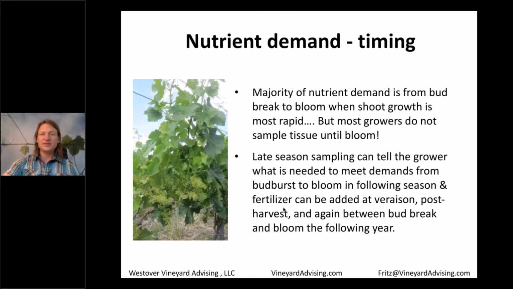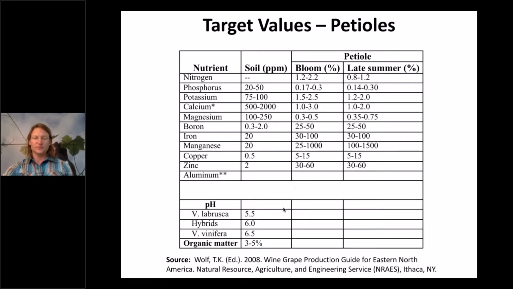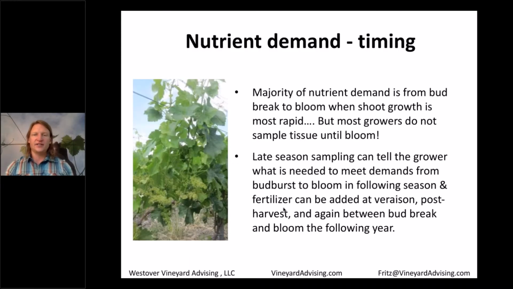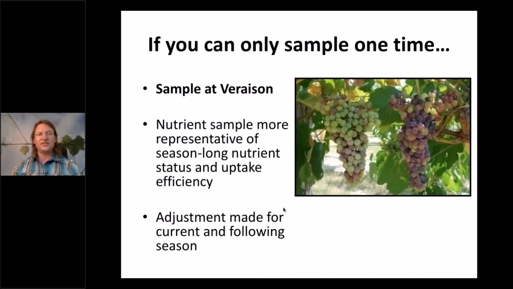So late season sampling can tell the grower what is needed to meet demands from bud burst to bloom, okay? And for the following season. So you can look at the late season results and then say, oh boy, we really didn't nail it this year on magnesium. We need to add more next year earlier. So you can put down magnesium before bloom the next year, or after fruit set, or immediately before you get those petiole results at bloom. And so this is a useful tool. So if you can only sample one time, sample at veraison.